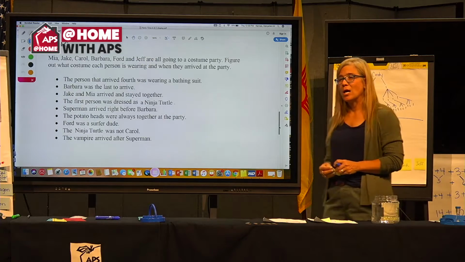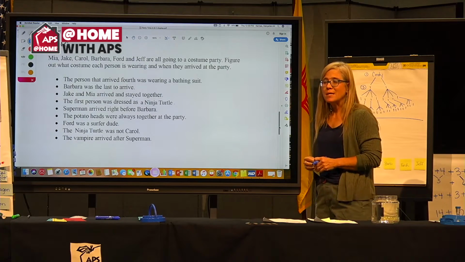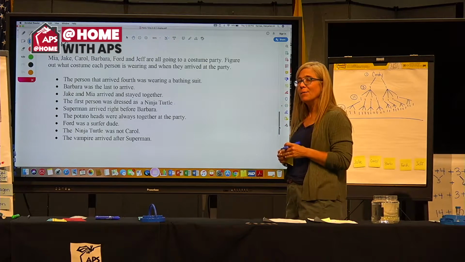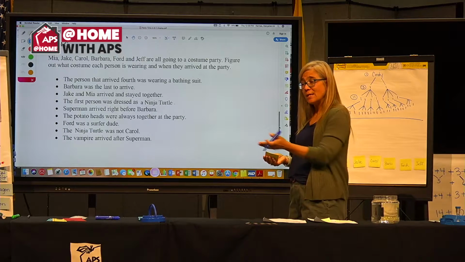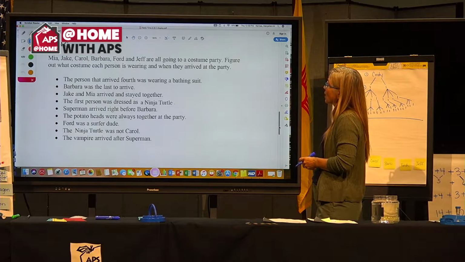This is like a logic puzzle, where that one we could use number sentences for. This is kind of a different kind of puzzle. You're going to try to figure it out by making sense of clues. It's almost like a riddle. So we have to figure out what costume each person is wearing and when they arrived at the party.